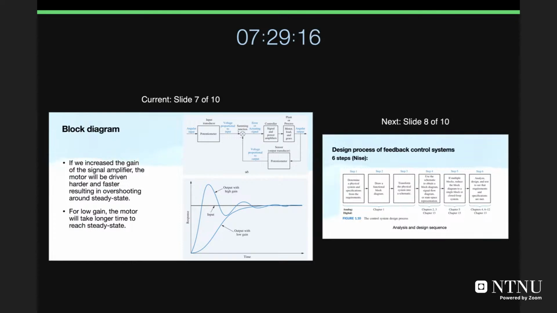So if we increase the gain of the signal amplifier, the motor will be driven harder and faster, resulting in overshooting around steady state. Yes, of course. I mean, now we have the controller. If you increase this power or decrease it, it will control the speed.